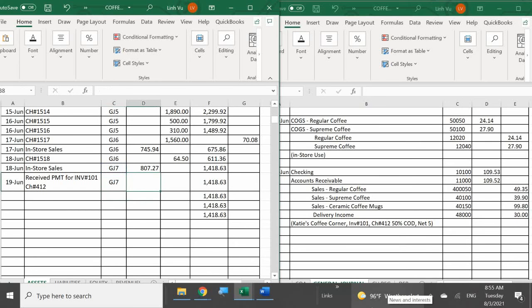How much did I receive? 109.53. Right? Which then will increase my account to a total of 1528.16. All right, what's next?